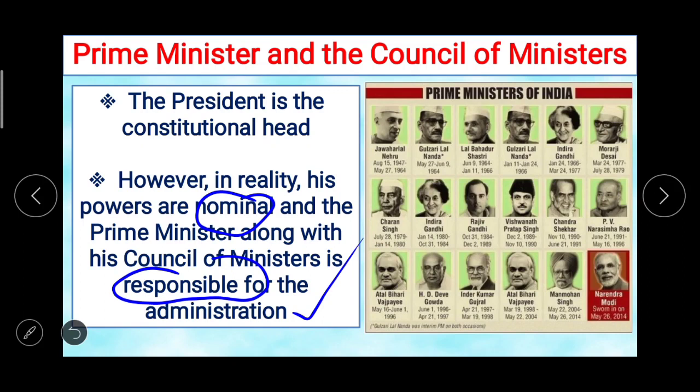And here, like presidents, you can find the list of the prime ministers of India: Jawaharlal Nehru, Gulzarilal Nanda, Lal Bahadur Shastri, again Gulzarilal Nanda, Indira Gandhi, Morarji Desai, Charan Singh, again Indira Gandhi, Rajiv Gandhi, VP Singh, Chandrasekhar, PV Narasimha Rao, अटल बिहारी वाजपेयी, देवी गौड़ा, इंद्र कुमार गुजराल, अटल बिहारी वाजपेयी, मनमोहन सिंह, and now current Prime Minister of India, Narendra Modi.